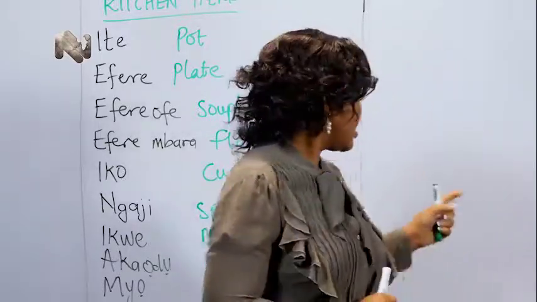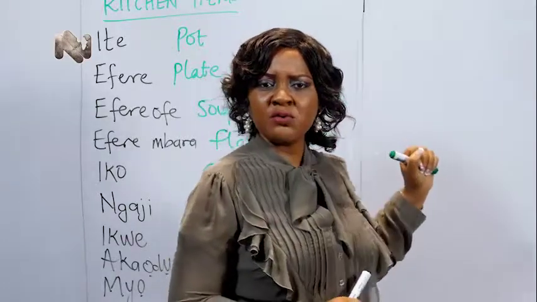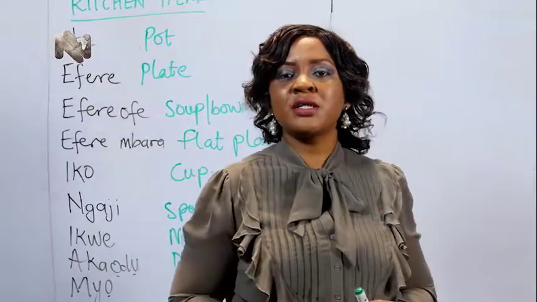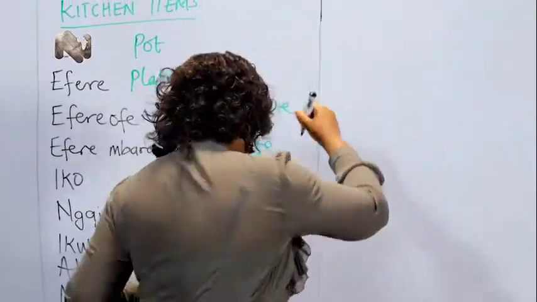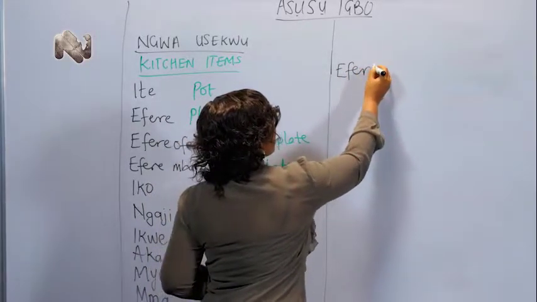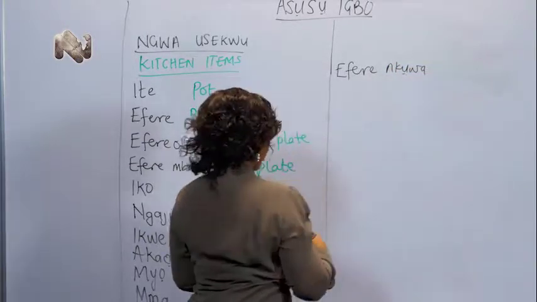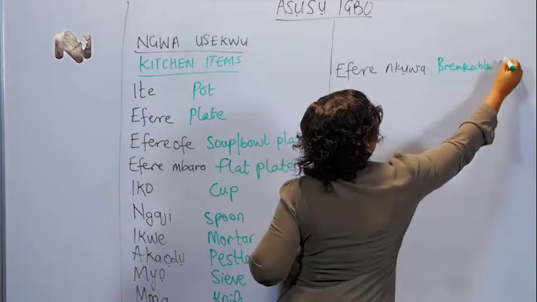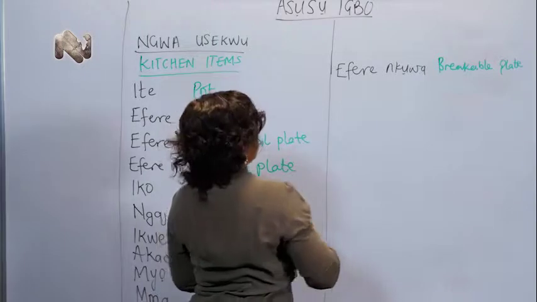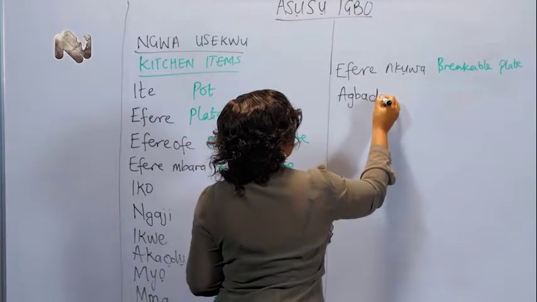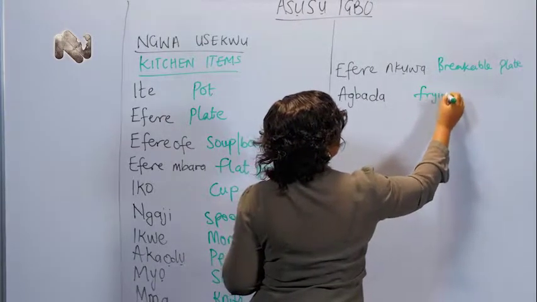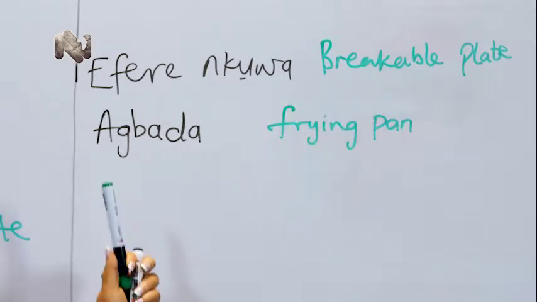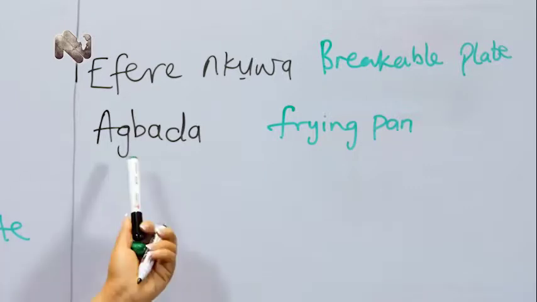I've not mentioned fry pan. What do we call fry pan in Igbo? Fry pan means agbada. Agbada is what you use for frying. That's fry pan. Let's write it on the board. Looking at the board, we see efere nkowa, breakable plates, agbada, frying pan.